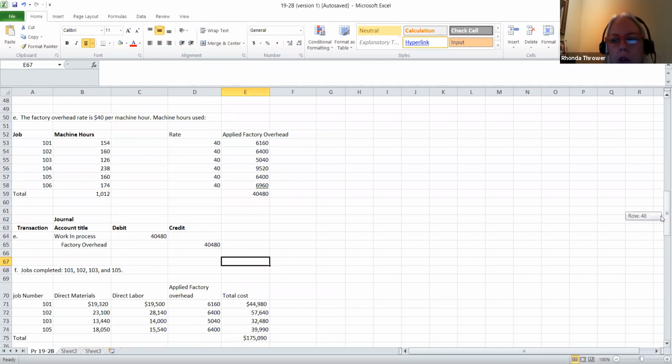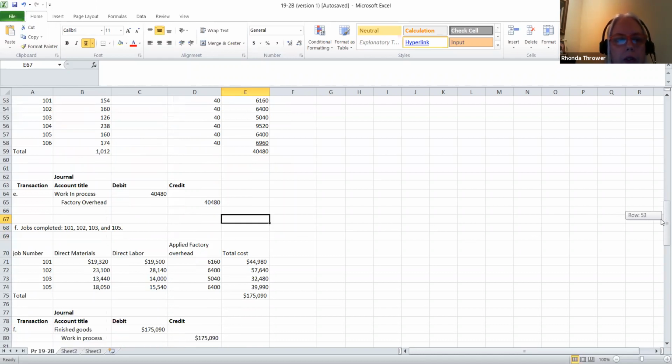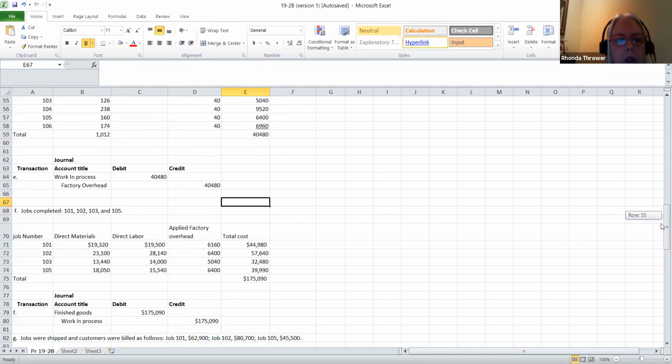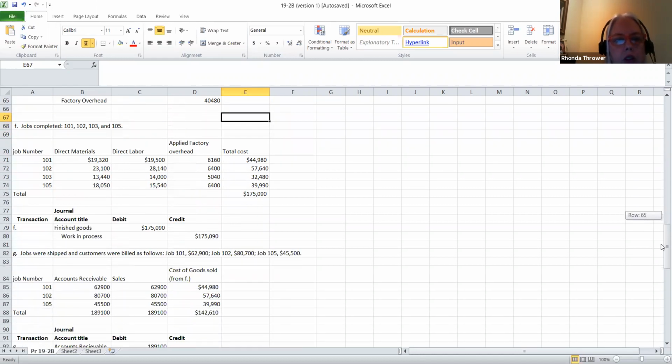Eventually, we're going to use our T accounts to show you how the journal entries were placed into the T accounts, which represent your ledger accounts. But right now, we're still doing the journal entries. And that's how you do transaction E.